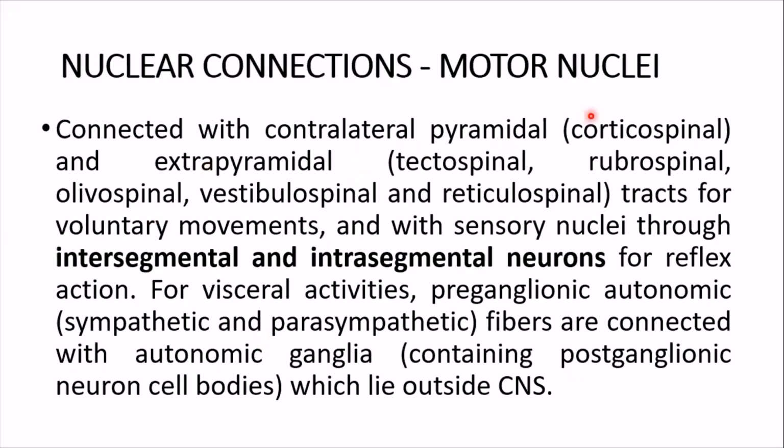So, nuclear connections of the motor nuclei: they are connected with the contralateral pyramidal, that is corticospinal, and extrapyramidal tracts, which are tectospinal, rubrospinal, olivospinal, vestibulospinal, and reticulospinal tracts for voluntary movements, and with sensory nuclei through intersegmental and intrasegmental neurons for reflex action. The preganglionic autonomic, sympathetic and parasympathetic fibers are connected with autonomic ganglia containing postganglionic neuron cell bodies, which lie outside the CNS.